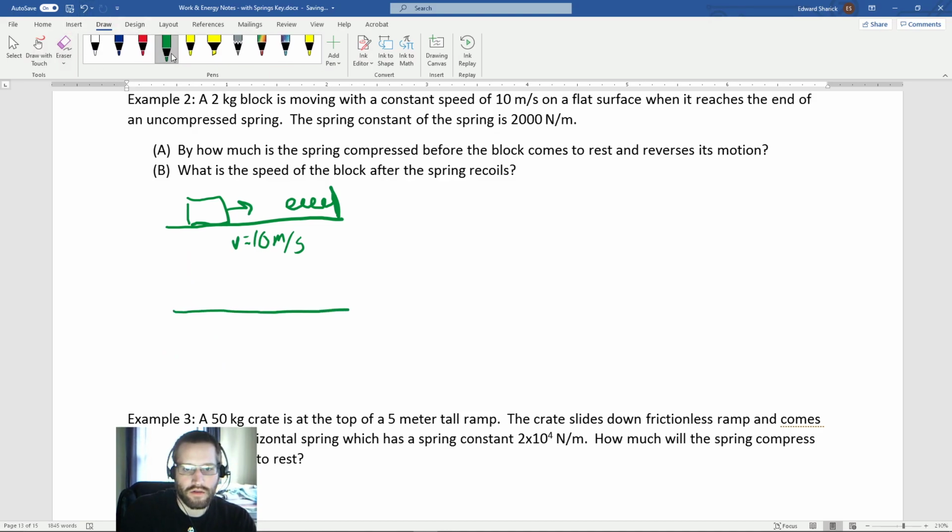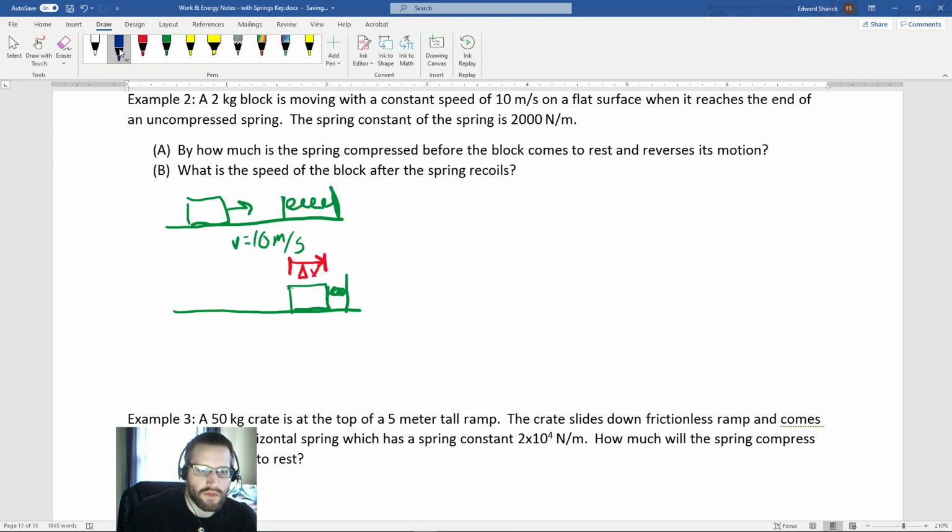The block is going to basically compress this spring all the way against the wall. So here it's uncompressed, here it's compressed, and we are looking for this value, how much it compresses this way. And then what's the speed of the block after the spring recoils? So if it shoots back the other way, what would be the speed of it?